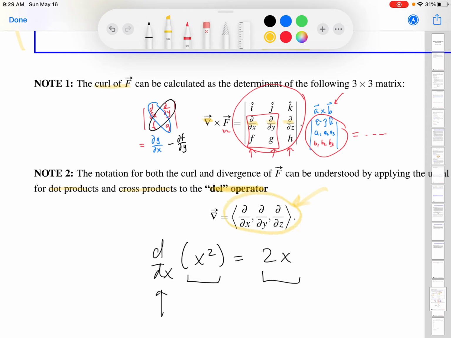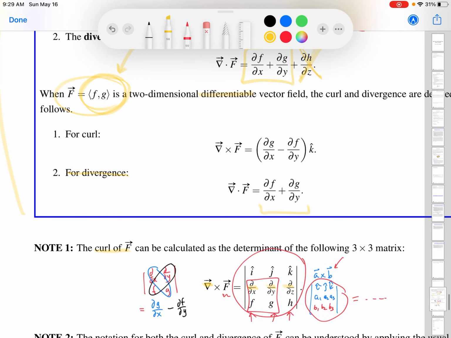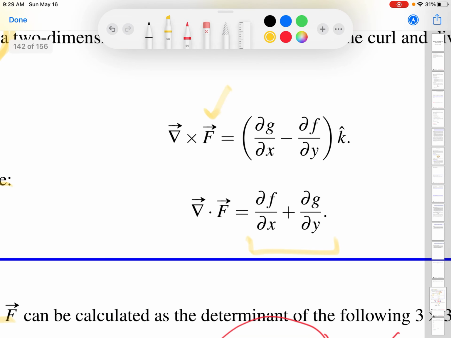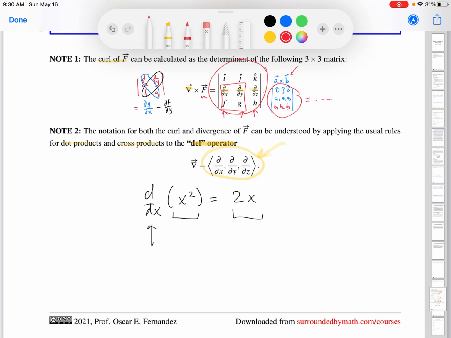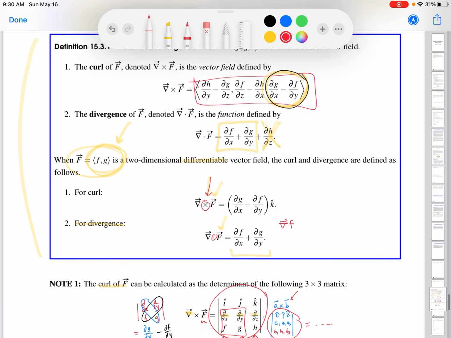This is just a vector of derivatives, and it takes a vector field like this one and produces other vector fields, except now we have somewhat richer ways to produce other mathematical objects from the del operator. We can take cross products, we can take dot products, for example, or we can just take gradients of a scalar field. Great, so those are the two big comments that I wanted to make.